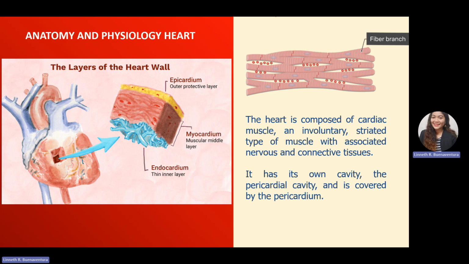Our heart is composed of cardiac muscle, which is involuntary. It is described to be striated. As you can see, it is a striated type of muscle associated with nervous and connective tissue. The heart has its own cavity, known as the pericardial cavity. And the cavity is covered by different layers, starting with epicardium, myocardium, and then by pericardium.